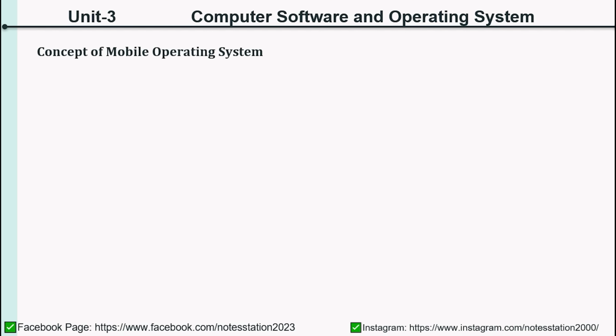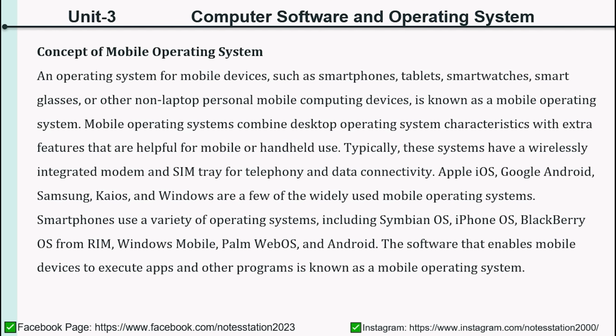Concept of mobile operating system. An operating system for mobile devices, such as smartphones, tablets, smartwatches, smart glasses, or other non-laptop personal mobile computing devices, is known as a mobile operating system. Mobile operating systems combine desktop operating system characteristics with extra features that are helpful for mobile or handheld use. Typically, these systems have a wirelessly integrated modem and SIM tray for telephony and data connectivity.